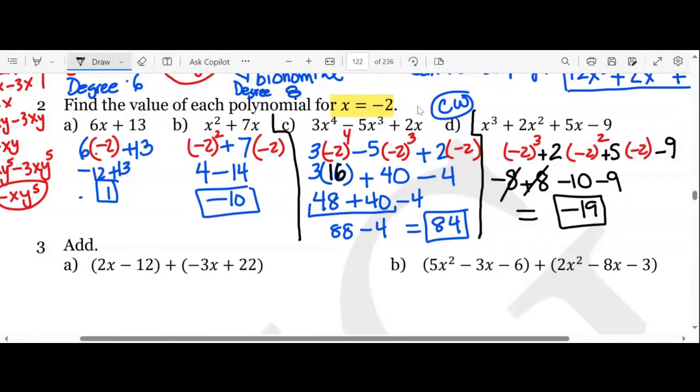Okay. So if you have -1 times -1 times -1 times -1, what's the answer? 1. But if you have -1 times -1 times -1, -1. So it depends. It's odd or even.